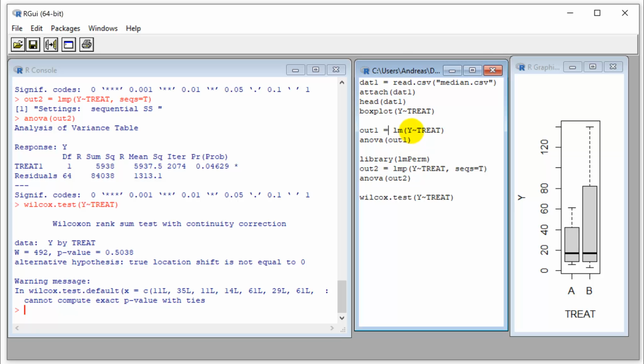So if you're asking, has the median income been improved? Because that's what you were after. That's what the policy was designed to deliver. Then the answer is that there is absolutely no evidence for this policy to be successful. So in that case, the Wilcox is the one that gives you the right answer.